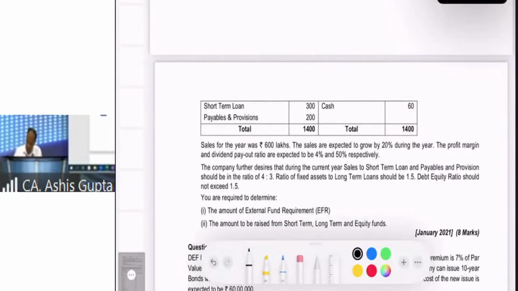Okay, student. So the balance sheet total is 1400. Now sales for the earlier year was 600. Here they are expecting it to grow at 20% during the year. The profit margin ratio is this, and 50% is expected as a dividend. If we had been provided only up to this figure, there would be no problem computing the external funding requirement. But since these are additional riders, we have to see how we can compute it.